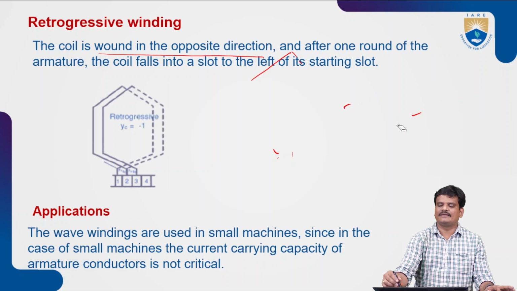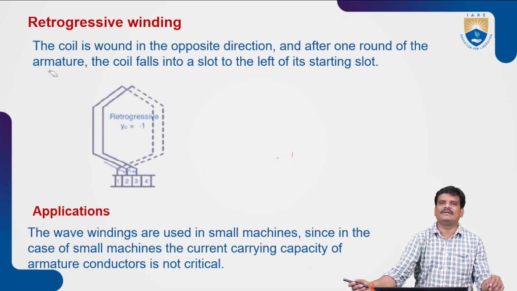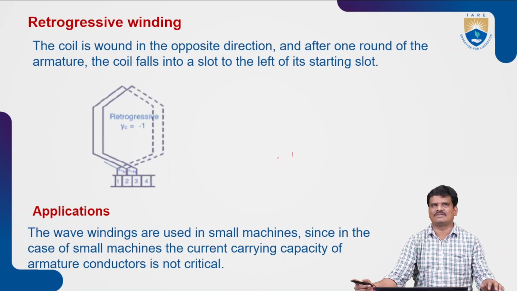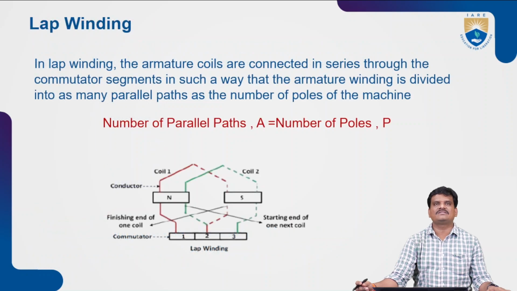Large rating machine. So this is regarding what is wave winding, how it is represented, and what are the different types of wave windings we have. How the progressive winding is reflected, and how the value of retrogressive winding is designed, and what are the applications of wave winding. Now we will move into the next important type of winding, that is lap winding.